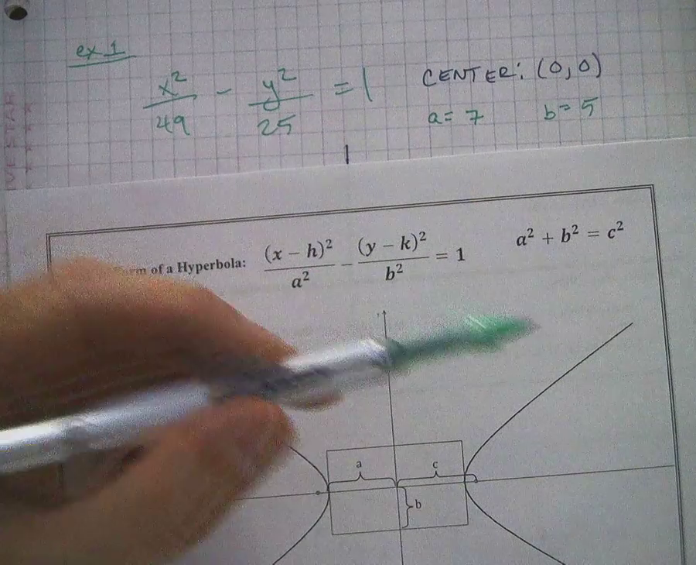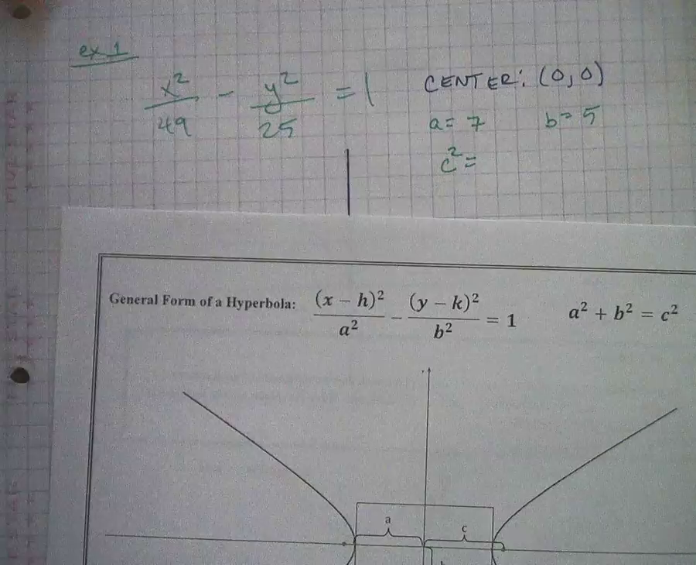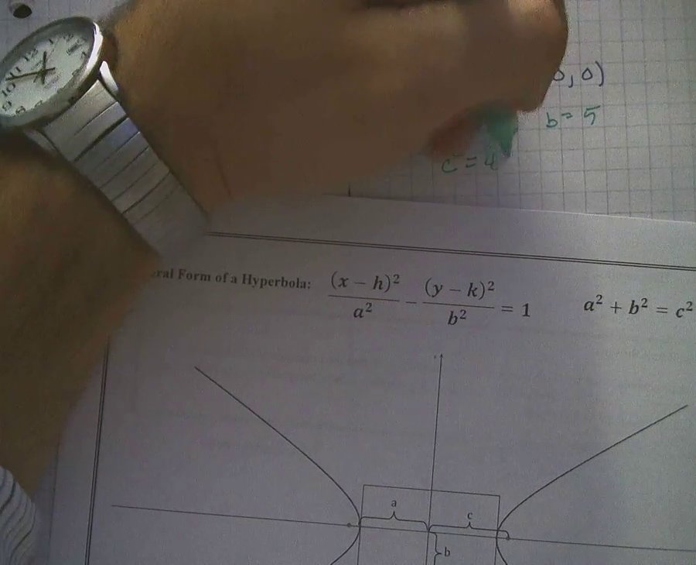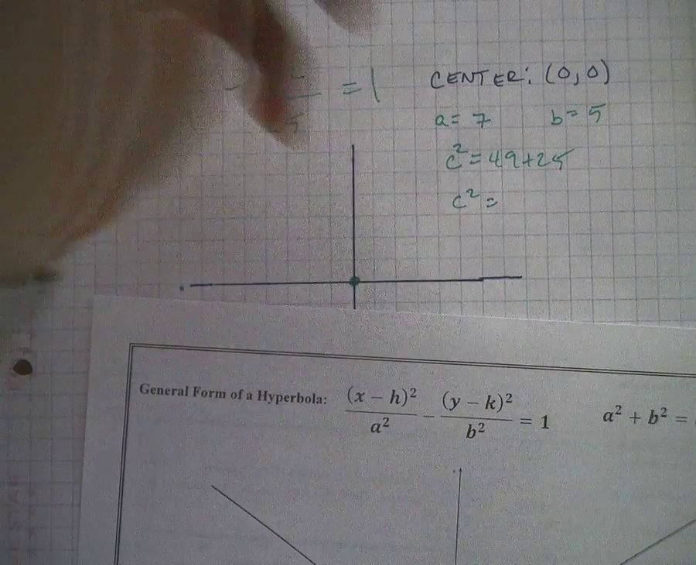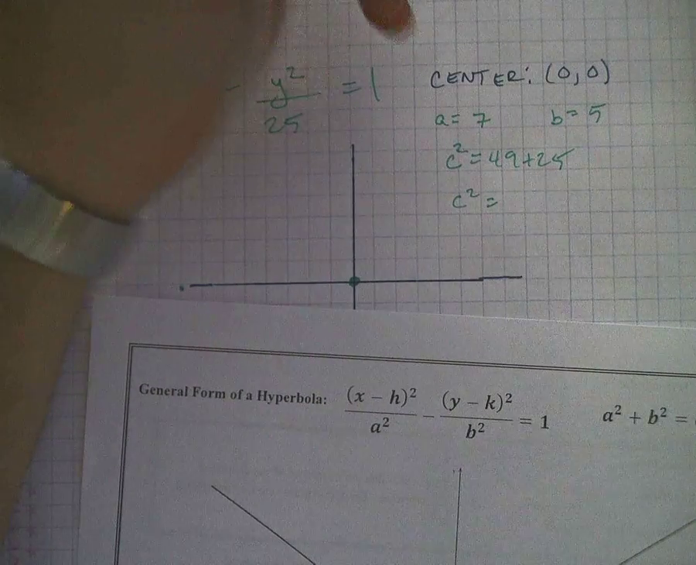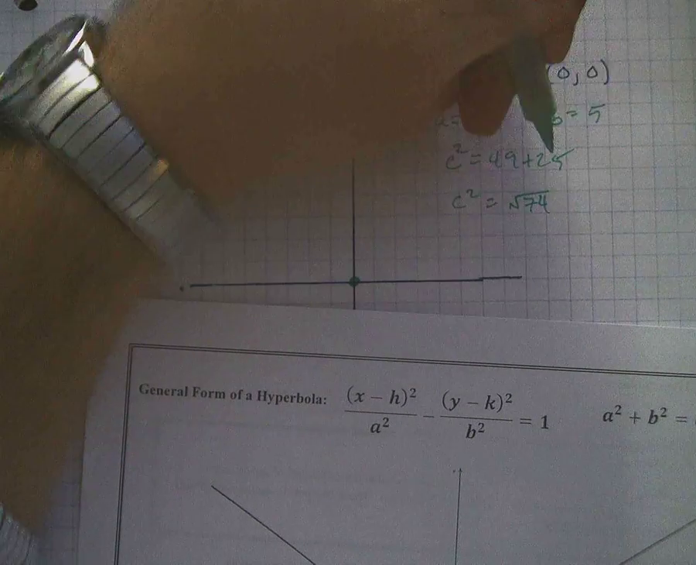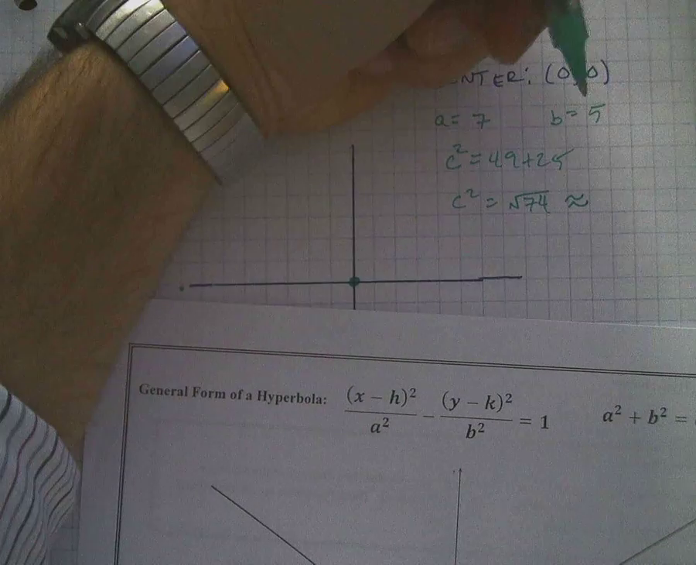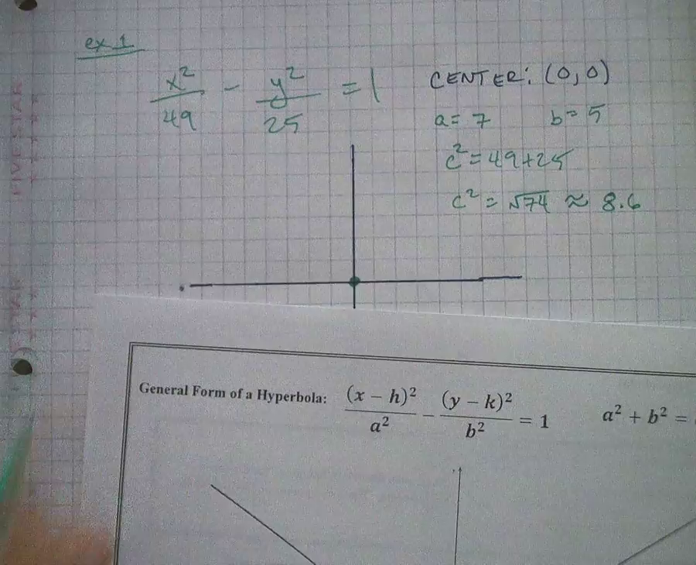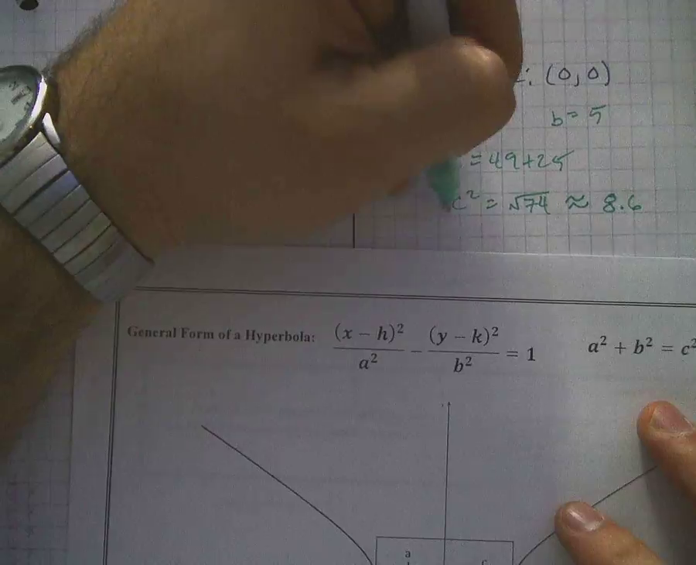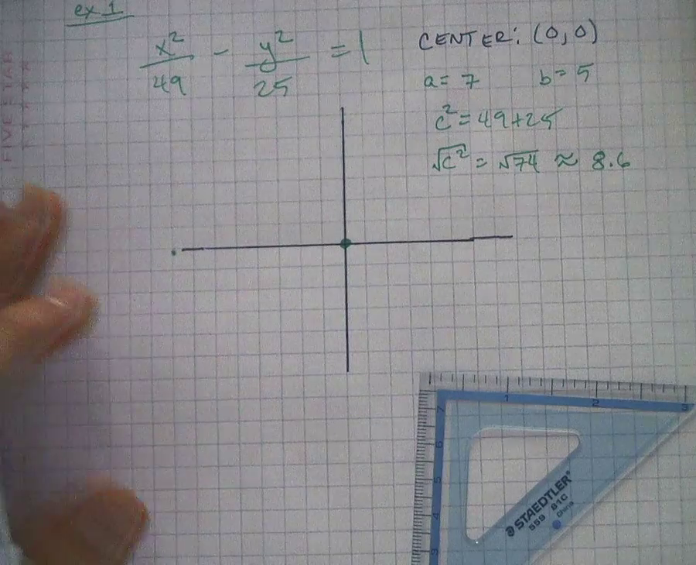So now we can go ahead and solve for c squared even. And we can say that c squared is equal to 49 plus 25. So c squared is equal to 74, so c is the square root of 74, and that's approximately what? What's that? 8.6. Okay, so now that we have A, B, and C, we can start putting some points down.